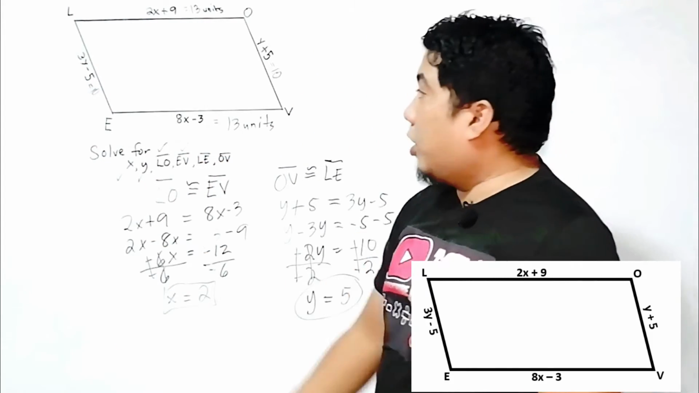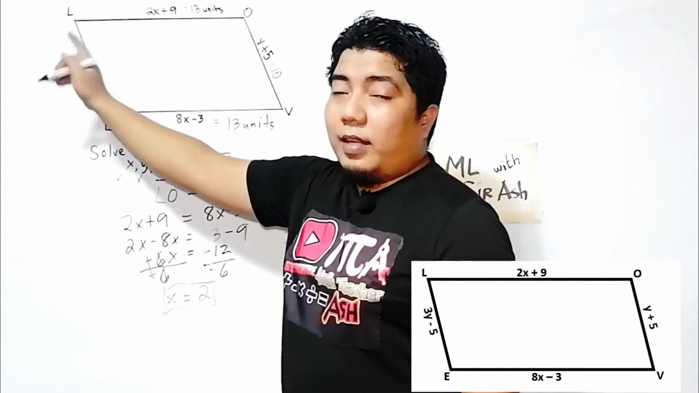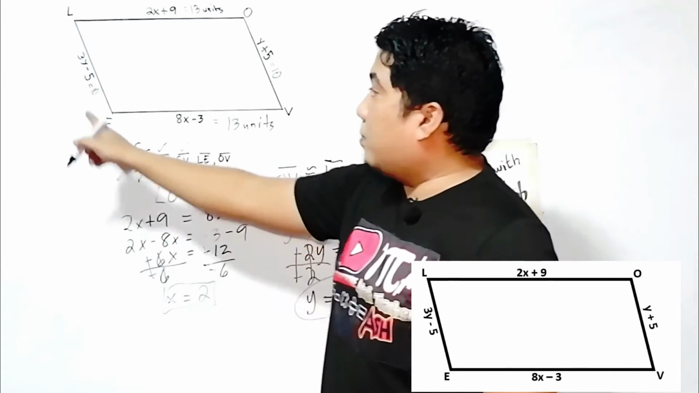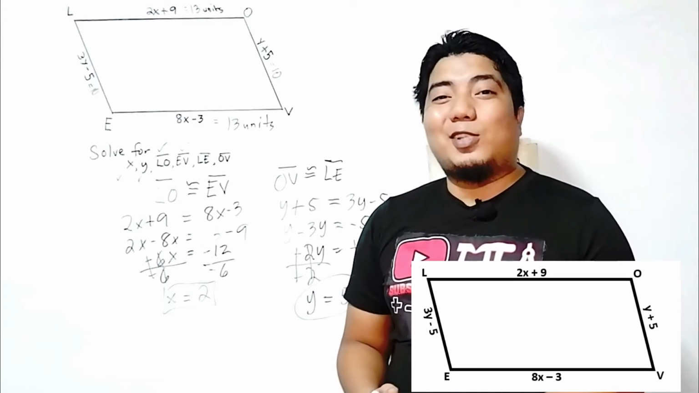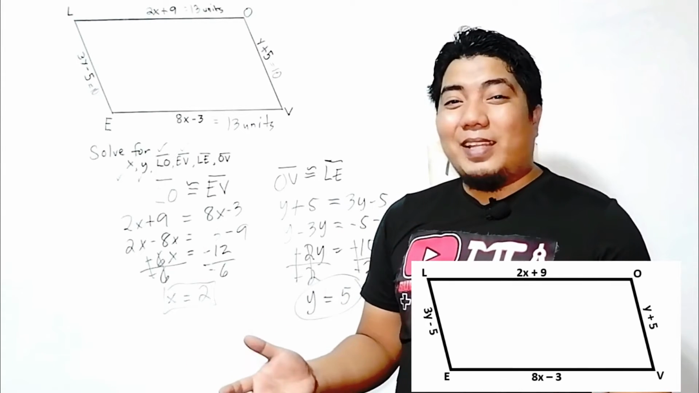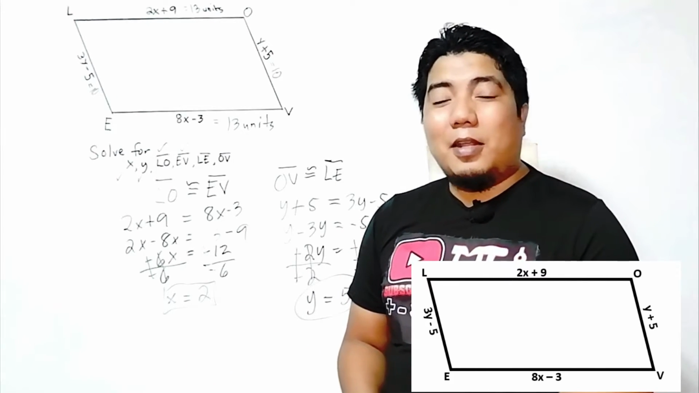Now, if you want to make sure, use this one. 3 times 5, that is 15. 15 minus 5, and that is also equal to 10. So you have answered this problem. Easy, right? Now, let us go to our second problem.